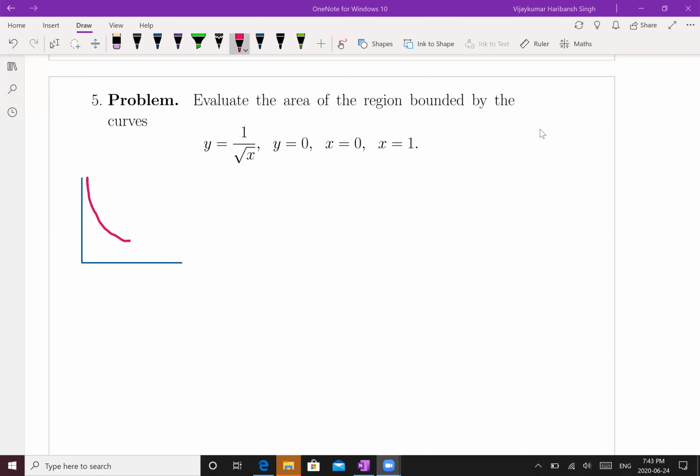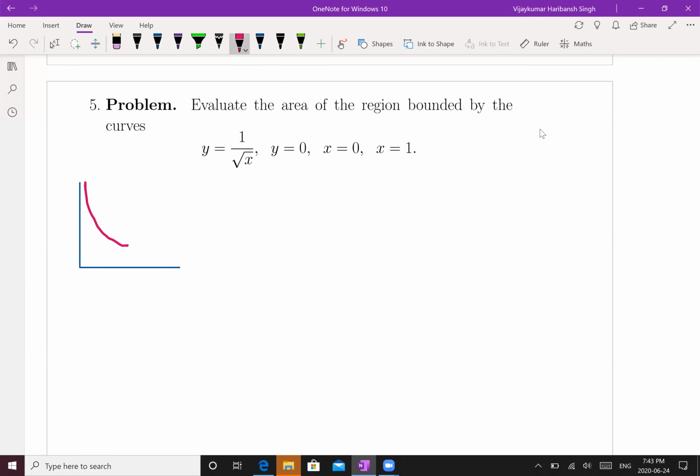Now we are going to discuss a second kind of improper integrals. So consider the following motivational problem. Evaluate the area bounded by the curve y equals 1 by square root of x, which looks like this, the red part here, y equals 0, which is the x-axis, x equals 0, which is here, and x equals 1, which is this part here. So we are actually interested in this area here.